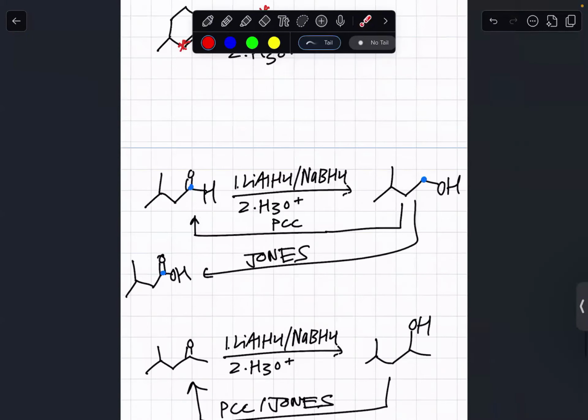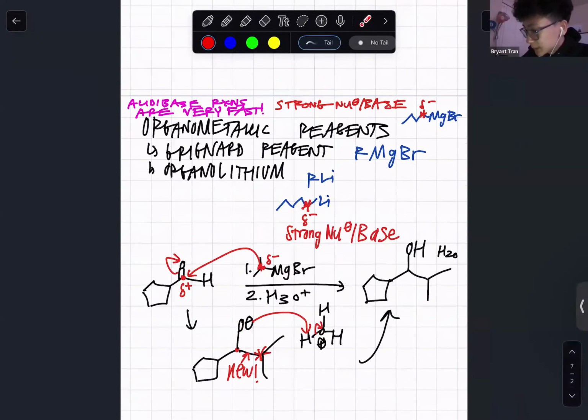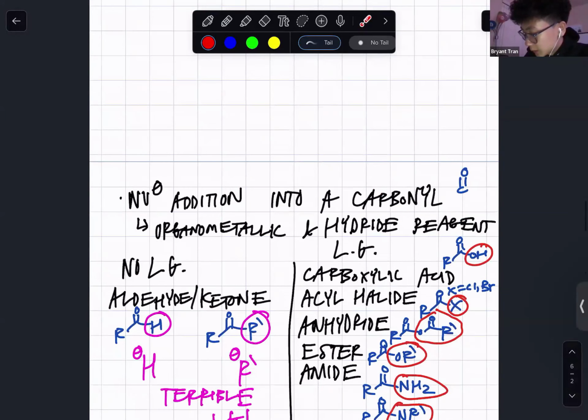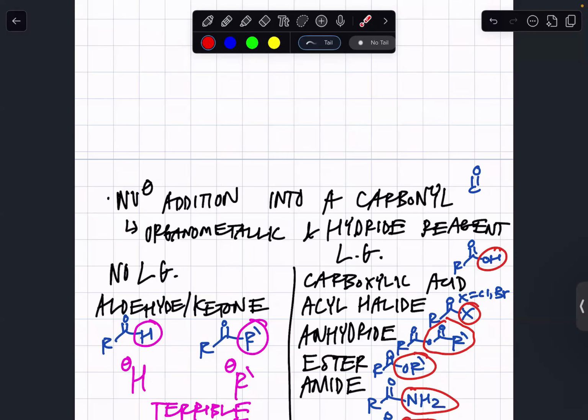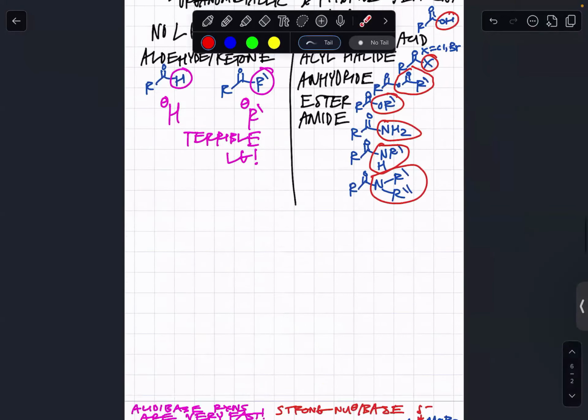Okay. So that was organometallic reagents and hydride reagents. The other ones will get more deeply into the new material, so that's what we're going to go over in tomorrow's office hours.